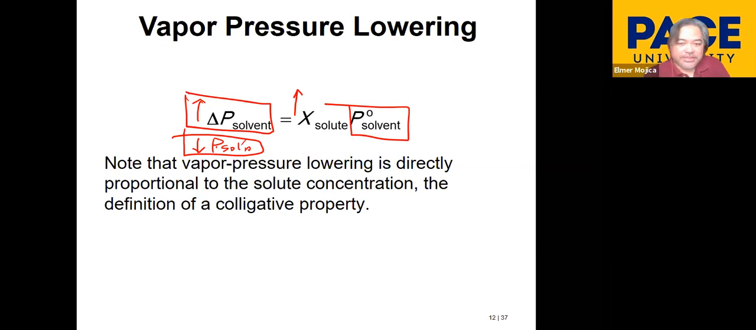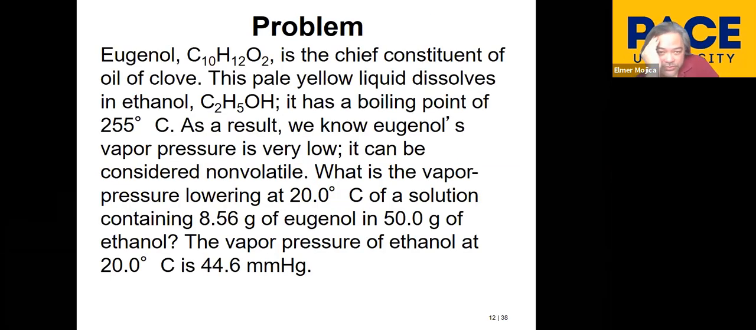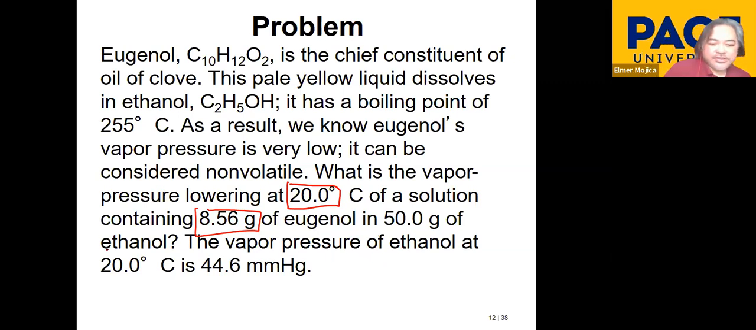Okay, so let's try to see here. Eugenol. You are asked: what is the vapor pressure lowering at 20 degrees Celsius of a solution containing 8.56 grams of eugenol in 50 grams of ethanol? The vapor pressure of ethanol at 20 degrees Celsius is 44.6 millimeters of mercury. So how are we going to look at it?